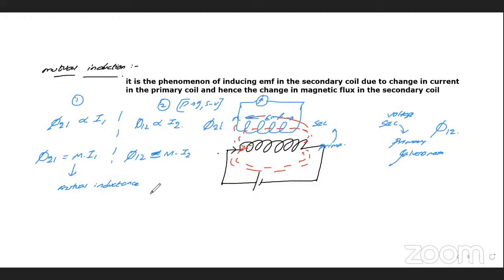Mutual inductance, the symbol is M, and the unit is the Henry. As we have discussed, it is the same unit and also the same dimensions. Now you'll see the relations.